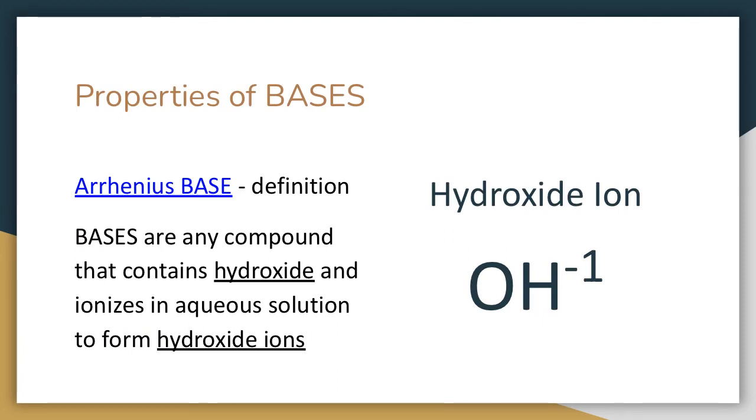We talked about the fact that acids have the hydronium ion when they break up, so we need to look at the Arrhenius base. Bases are going to contain the hydroxide ion, which is OH minus, and they're going to ionize in solution to form those hydroxide ions. So OH minus is the hydroxide ion, and it is the ion that is characteristic of a base.